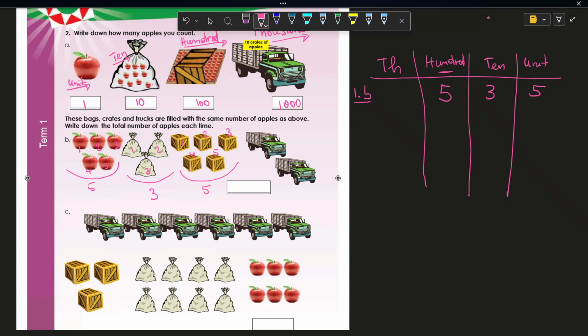And now, the next shape, what do we see? We see 2 lorries. How many lorries have we got? We got 1 and 2. All this makes 2 lorries. And each lorry is actually 1,000. So we write 2 here. Voila! So we got our answer. Can we read it? It's a big number. It's 2,535. Such an awesome answer.